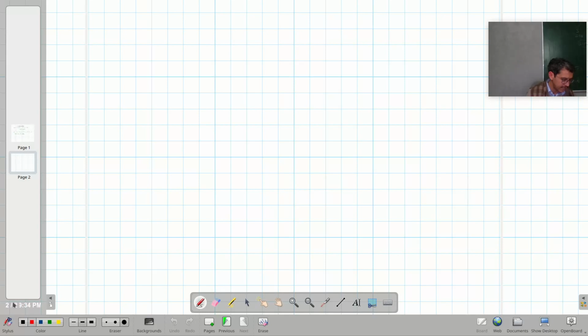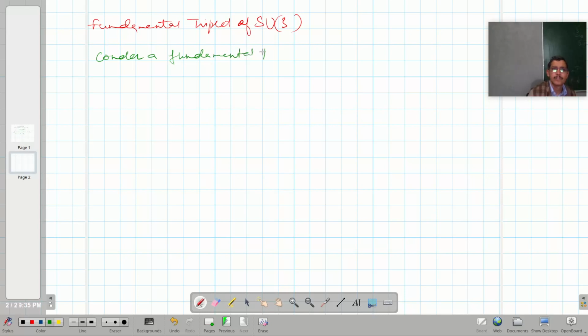The first part is basically the fundamental triplet of SU3. So consider a fundamental triplet, that is 1 0 0, 0 1 0 and 0 0 1. Thus the fundamental triplet is described by eigenvectors.